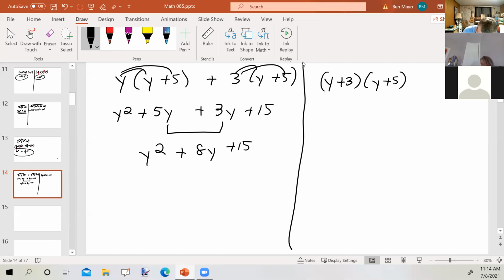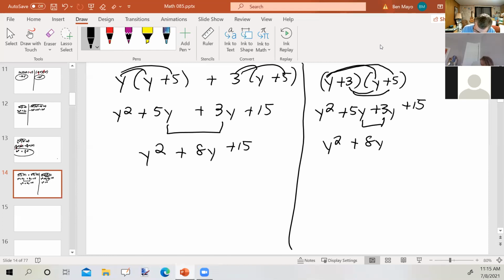We're going to start by taking the first term of the first factor, that is y, times y, which is y squared. Then we're going to take y times 5, which is 5y. So now we've taken the y in the first factor, or in the first parentheses, times everything in the second parentheses. So now we'll move to the second term, plus 3y plus 15. Combining like terms, y squared plus 8y plus 15.